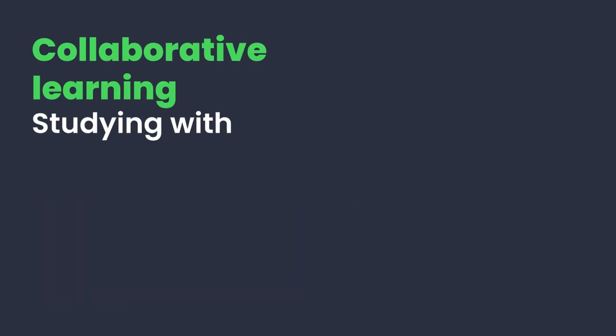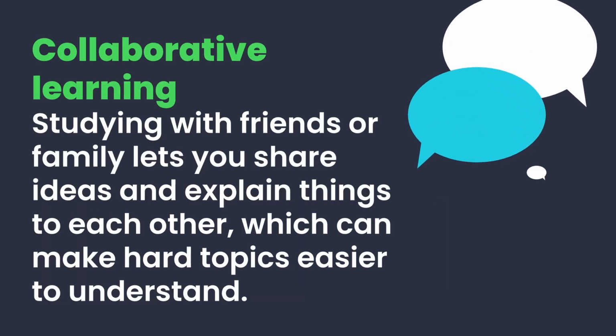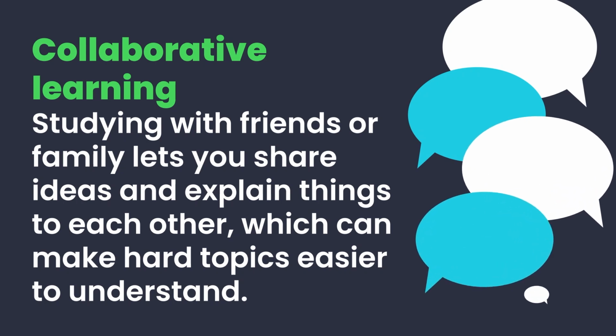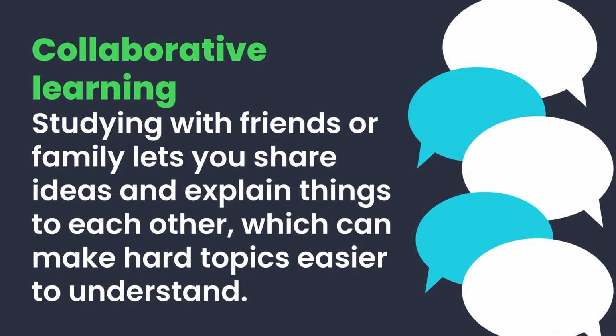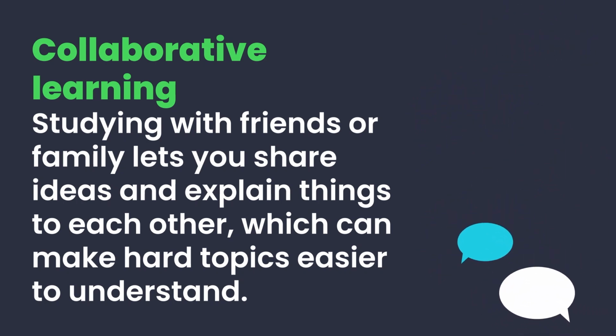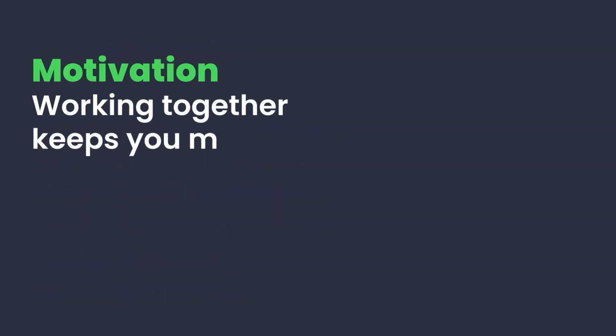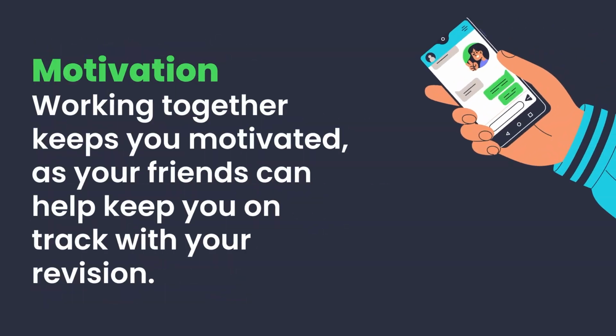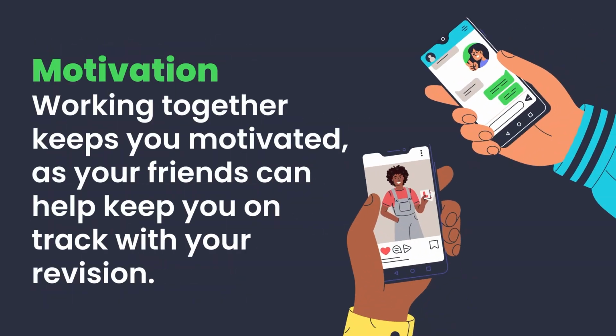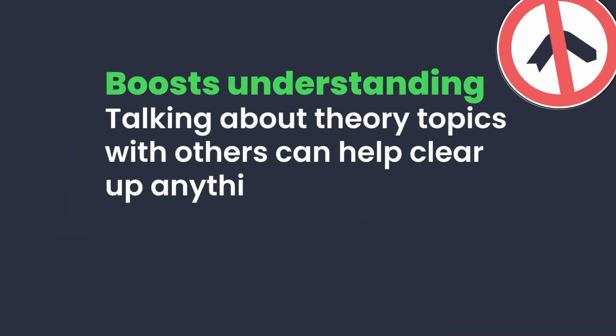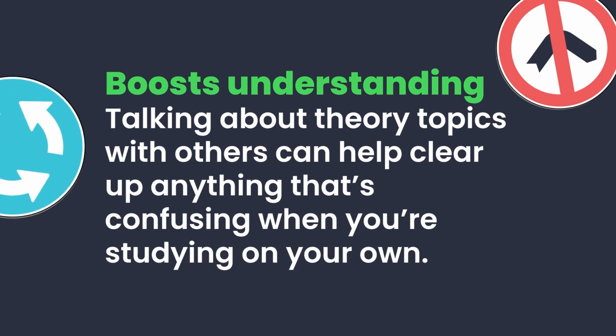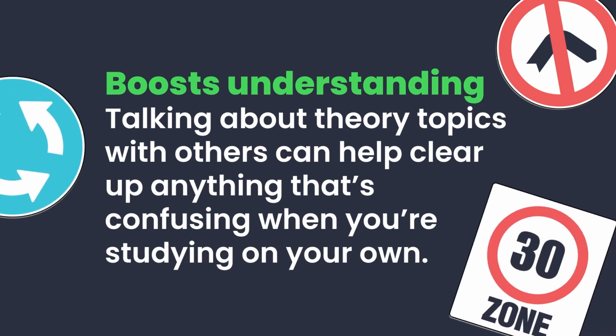The first is collaborative learning. Studying with friends or family lets you share ideas and explain things to each other, which can make hard topics easier to understand. It might help with your motivation. Working together keeps you motivated, as friends and family can keep you accountable and on track with your revision. And finally, it can help to boost your understanding. Talking about theory topics with others can help to clear up anything that's confusing when you're studying on your own.